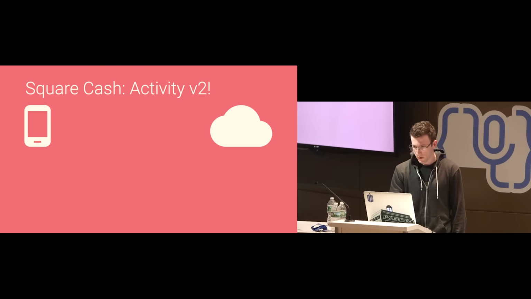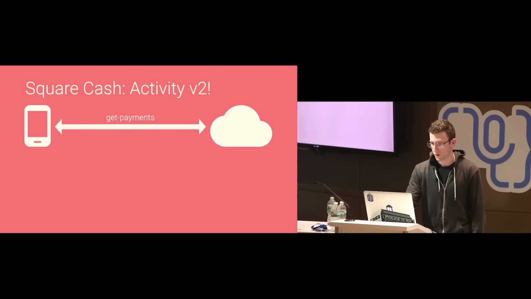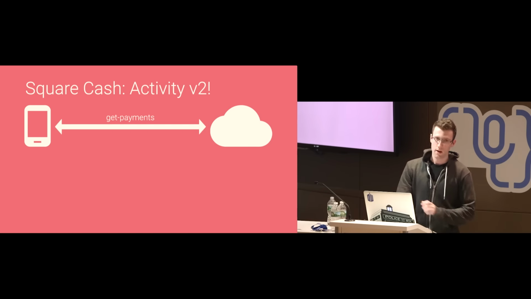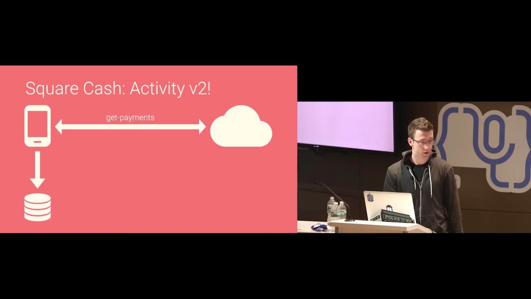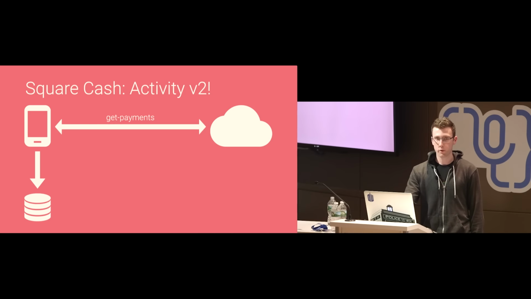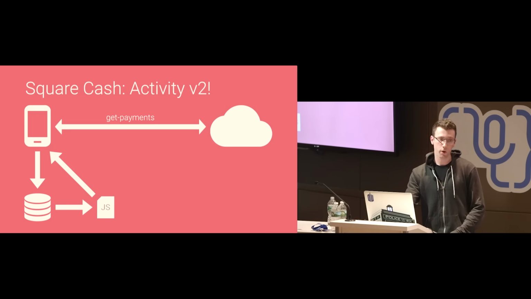So here's how we did it. We kept our payment syncing model with the sync tokens. Then we take our payments, and then we save them to the database. And then whenever we want to render our payments, we proxy them through our JavaScript before they get to our rendering code. So this solves all of our problems.